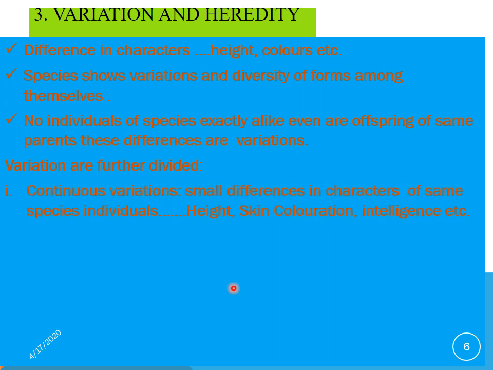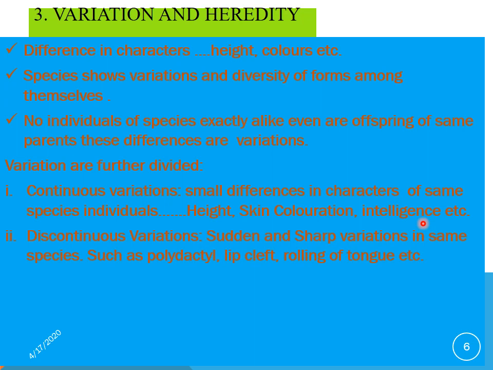One is the continuous variations. Continuous variations are heritable. For example, height is different from each other. Skin coloration is different, and intelligence also. Your brother is more intelligent than you, or you are more intelligent than your other brothers, your cousins. That's due to the continuous variations.